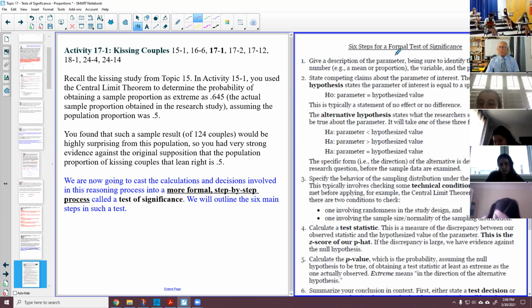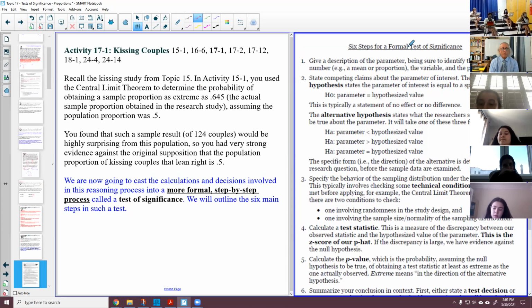There's 6 steps for a formal test of significance. Everybody got this? Yes? Okay. We were talking earlier, we're going to learn the steps for a formal test of significance. I am not going to make you memorize it. But if you're ever reading about a test of significance, these are the steps that you have to go through. And we're going to do that with this problem here.